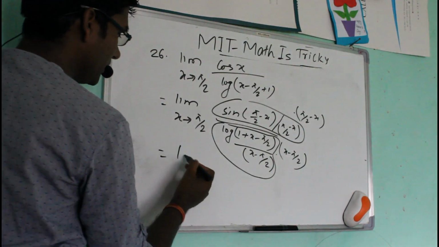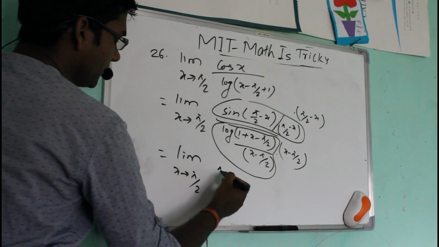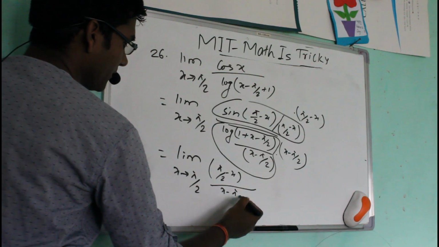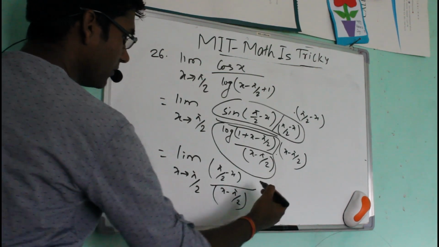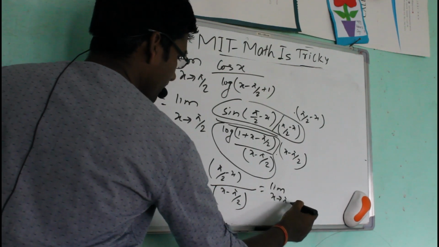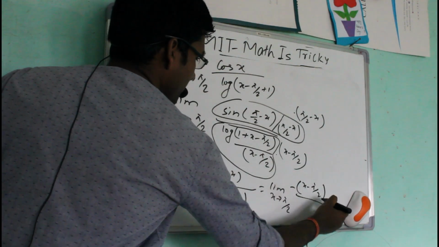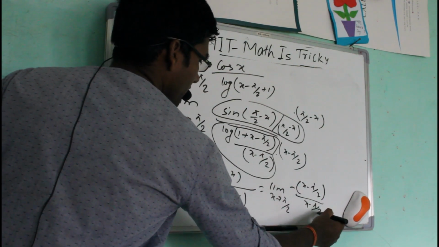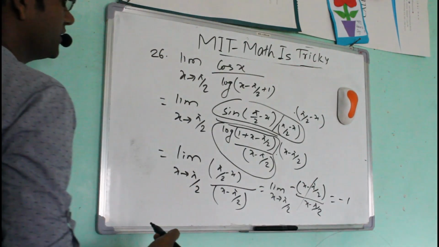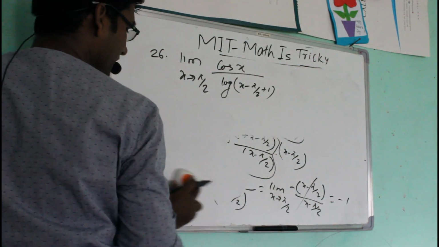So remaining will be limit x tends to pi by 2, in numerator pi by 2 minus x, in denominator x minus pi by 2. If we take minus common, it is the same as the denominator x minus pi by 2, and by cancellation we are getting the answer minus 1. This is your answer. Also, this problem can be solved by another method.